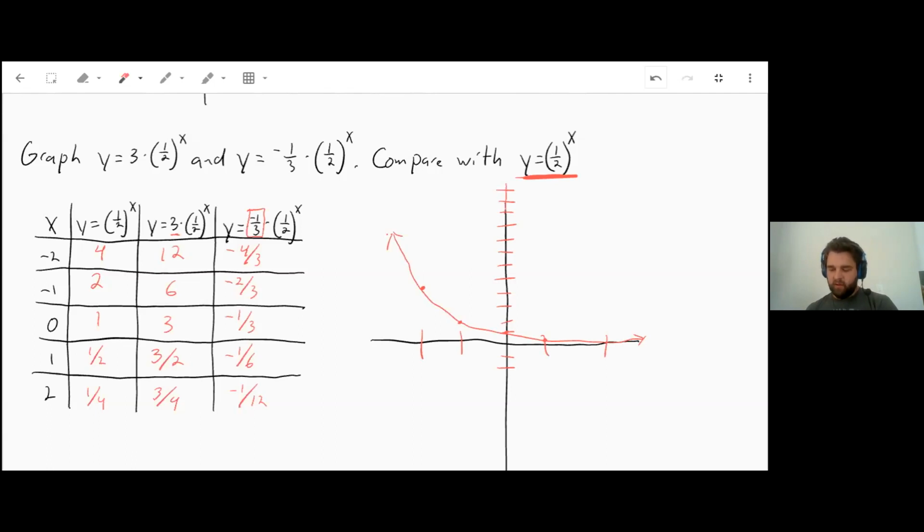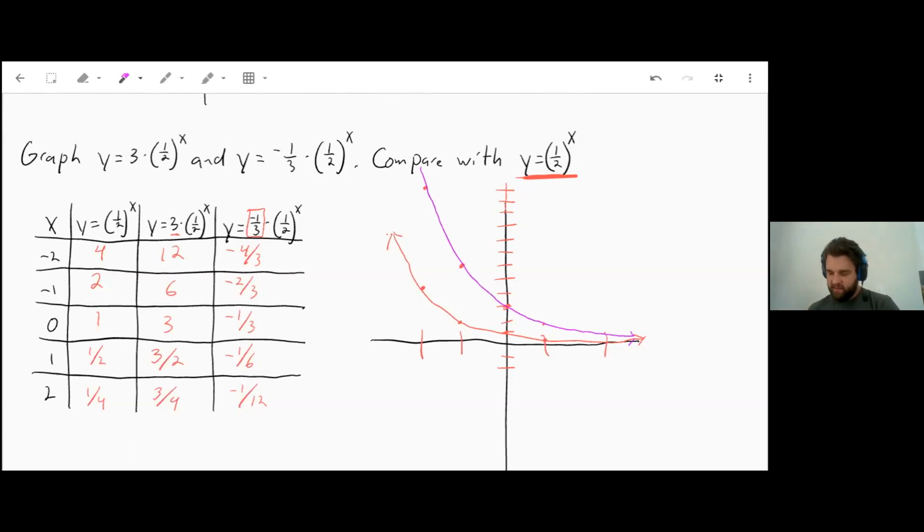We can then graph the one we multiply by 3, because that one starts at 12, and then goes down to 6, 1, 2, 3, 4, 5, 6, and then goes down to 3, and then down to 3/2, and then down to 3/4. So if we do this one, that one will look something like that.